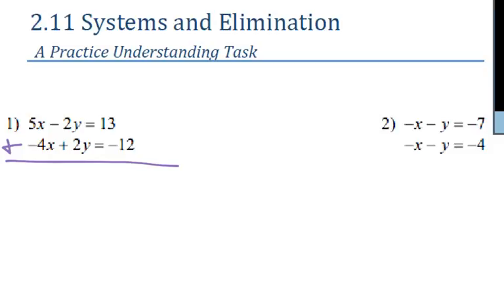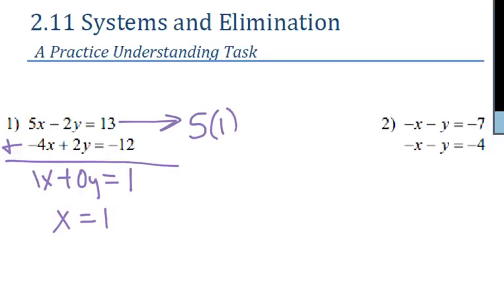So 5 plus -4 is 1x. -2 plus 2 is 0y. That's what we want to happen. 3 plus -12 is 1. So x equals 1. Then we take that variable with its number, substitute it in, and solve for the other one.